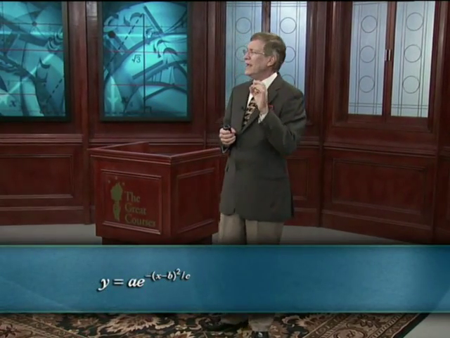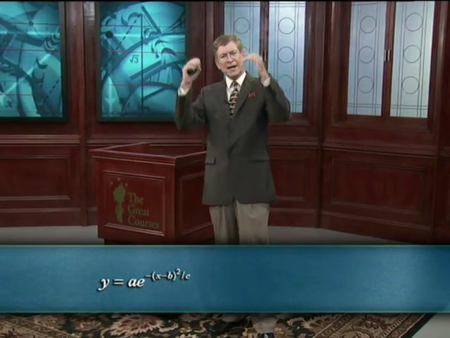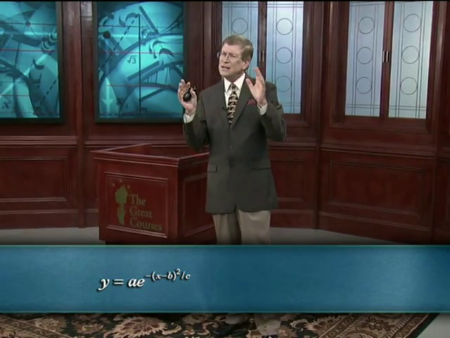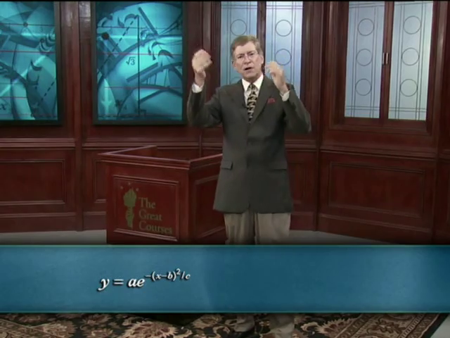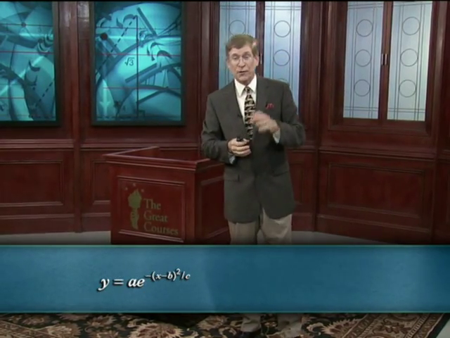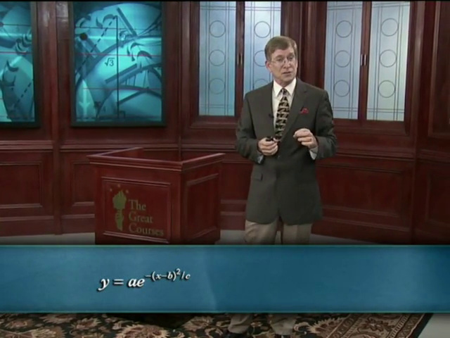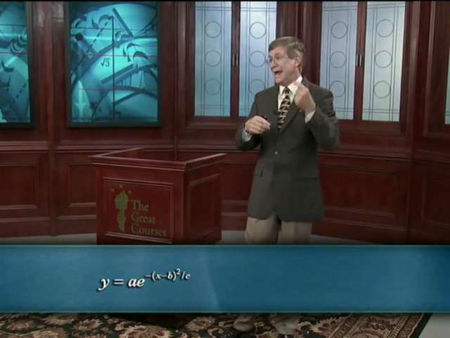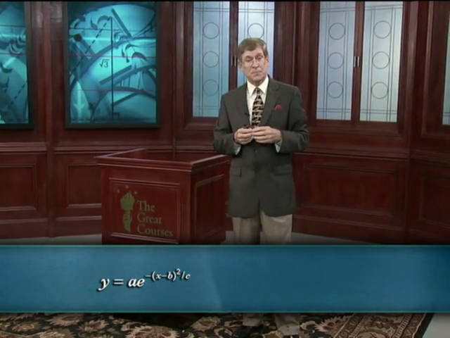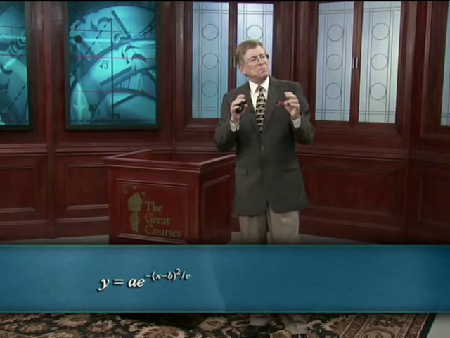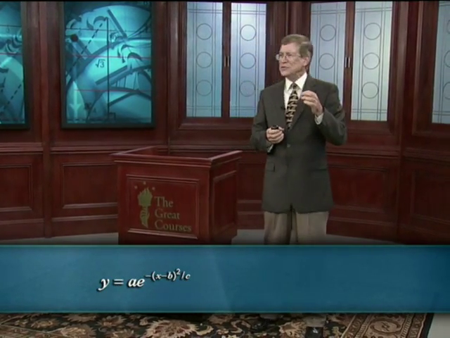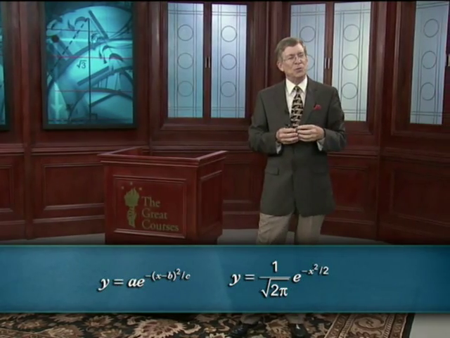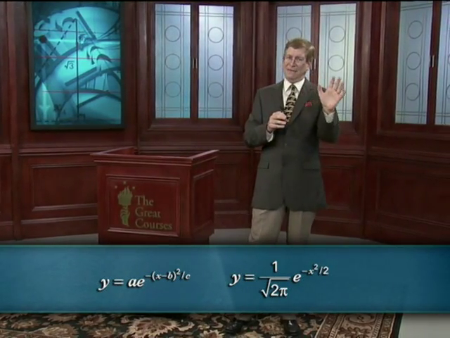Y equals A e to a certain exponent, and this exponent's a little ugly. It's minus (x minus b) squared divided by c. So there are 3 unknown constants in the Gaussian model, A, B, and C. One of the most popular or well-known Gaussian models is when A is 1 over the square root of 2 pi. In a minute, I'll tell you where that came from.